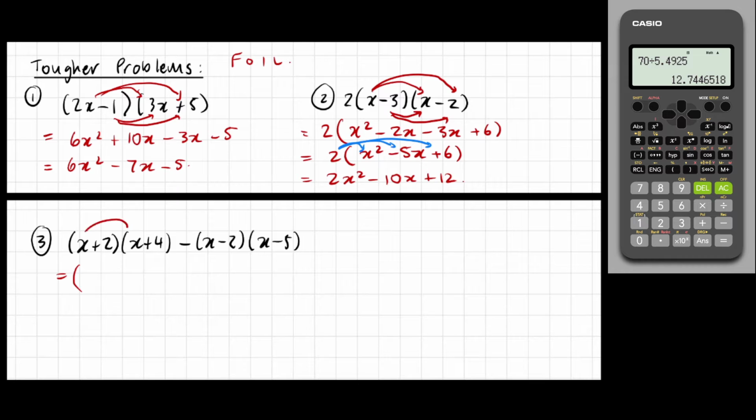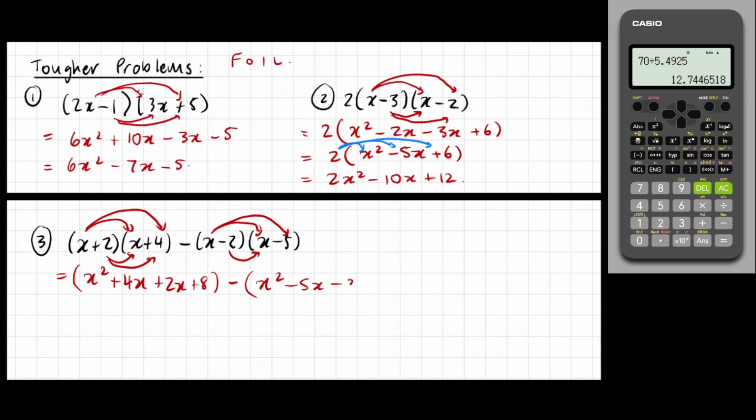So x times x is x squared. x times 4 is 4x. 2 times x is 2x. 2 times 4 is 8. That minus goes in here because we've got this minus here, and then I'm going to put brackets here again. x times x is x squared. x times negative 5 is negative 5x. Negative 2 times x is negative 2x. Negative 2 times negative 5 is positive 10.